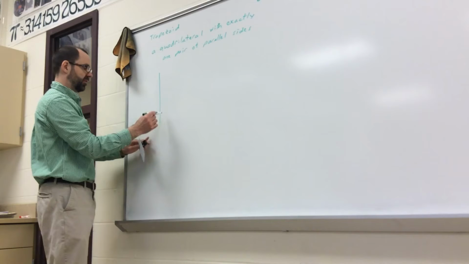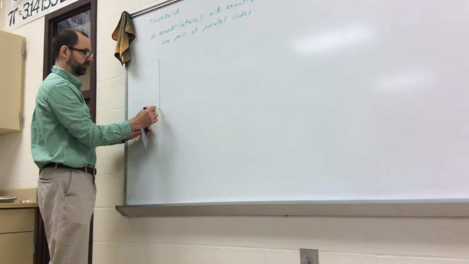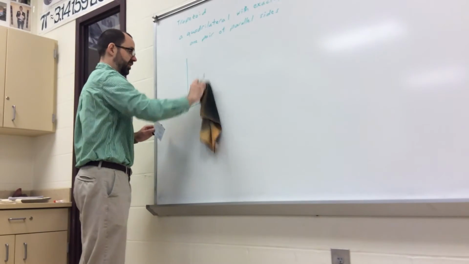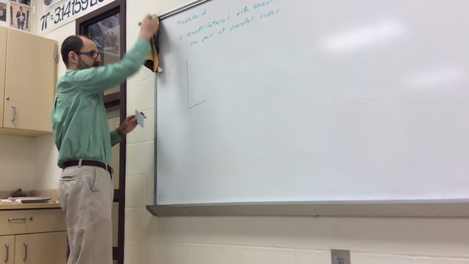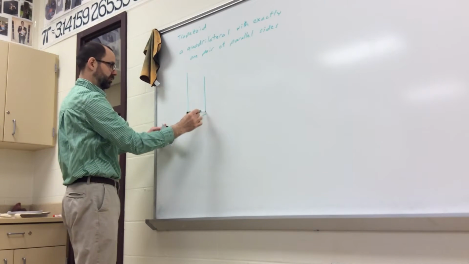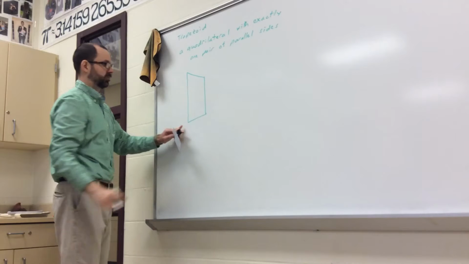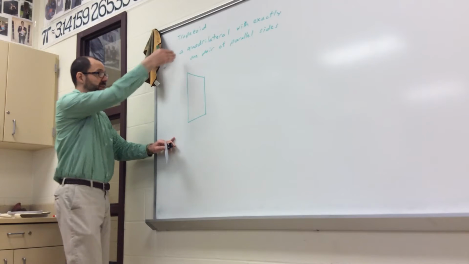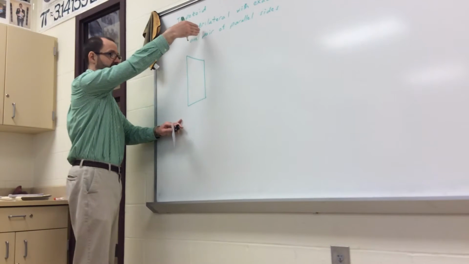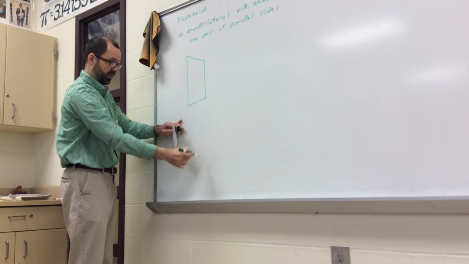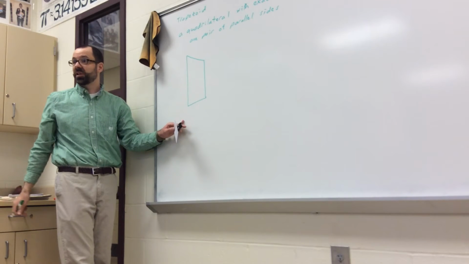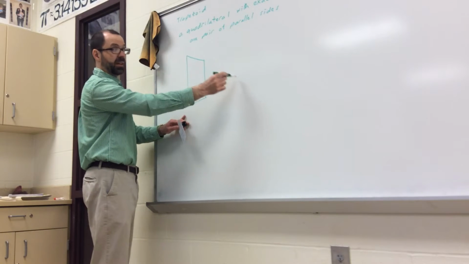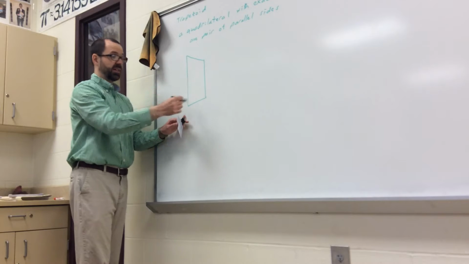So this is one possibility for how it would look. Oops, that's a terrible line. That's a trapezoid. The reason it's a trapezoid is because this side is parallel to that side. Even if you extended this forever and extended this forever, they would never hit each other. But if you extended this side, it would eventually hit this side. So these two sides are not parallel.